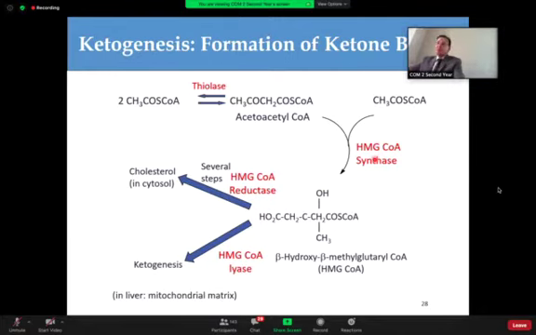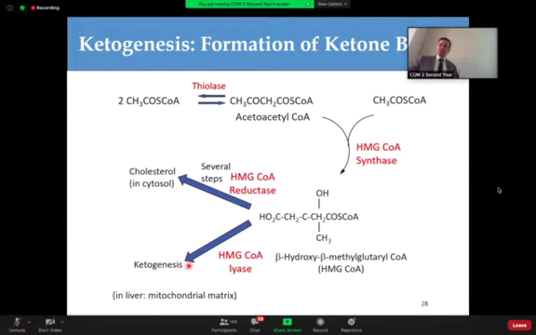Beta-hydroxy, beta-methyl, glutaryl-CoA. HMG-CoA synthase will form HMG-CoA. We already know statins, right? You remember in cholesterol synthesis? If you have HMG-CoA reductase, this will lead to cholesterol synthesis. This is where statins block. But if you have HMG-CoA lyase, here we have ketogenesis.